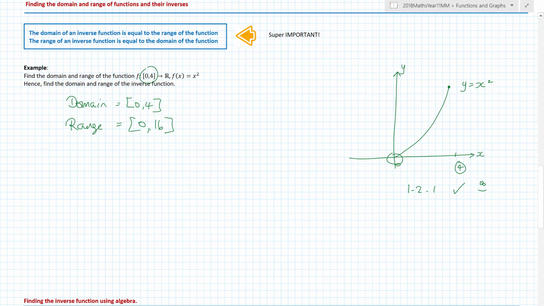The only thing complicated in that question was substituting the value 4 into y equals x squared. Having done that, hence find the domain and range of the inverse function. Now, it's not asking you to graph the inverse function or to find its equation. It's only asking you to find the domain and range of the inverse function. So the domain of f to the minus 1 of x would be equal to [0, 16]. Why? Because I've swapped them. What was the range becomes the domain, and what was the domain becomes the range. So the range of f to the minus 1 of x is [0, 4], nothing else.